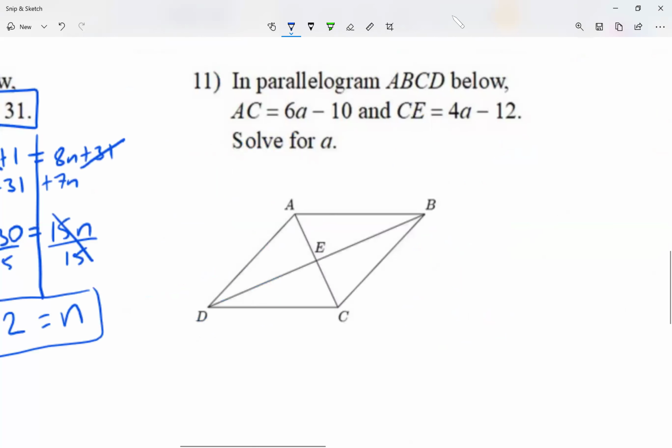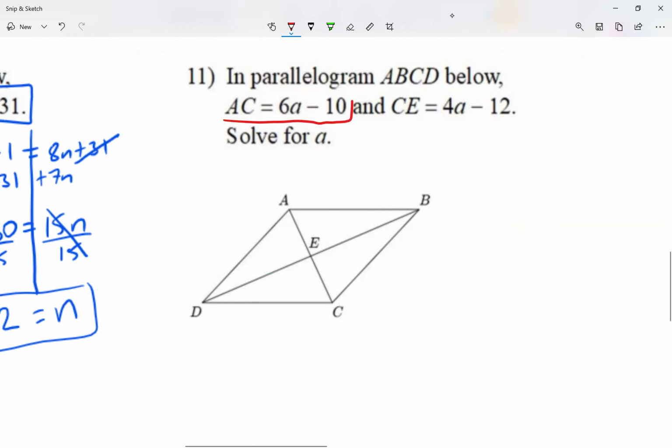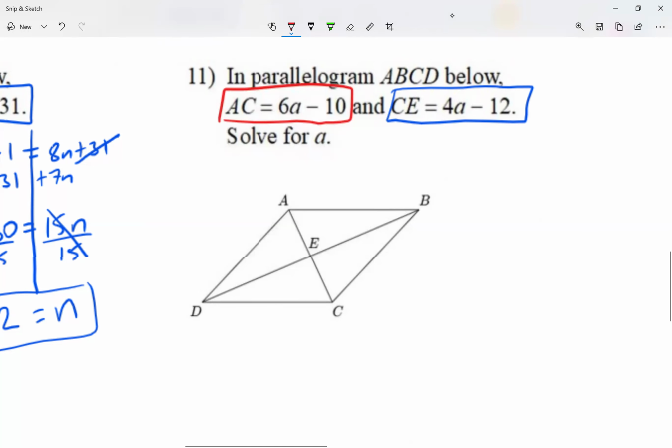Let's take a look at the information here. I look at one of my statements. It's not all numerical. All numerical means it's just one letter, one number. The other statement is not all numerical. Okay, so that's fine. Which one's the small one, actually? AC is 6A minus 10. But AC is this whole thing, AC. So I'm going to say this whole thing is 6A minus 10.